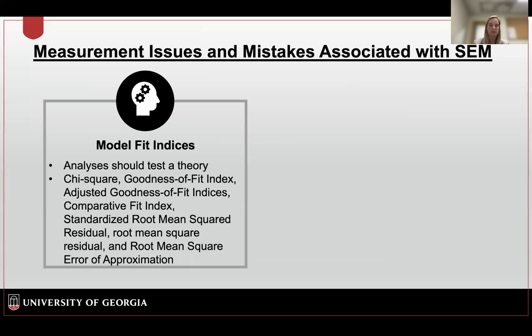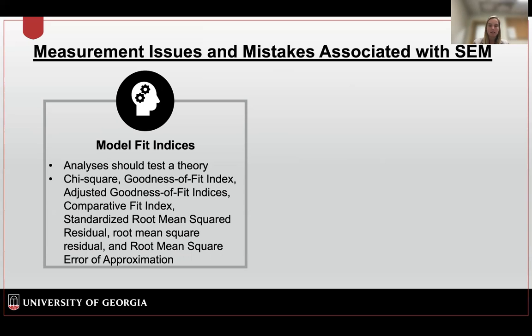So model fit indices. SEM analyses should test a theory rather than find a model that fits the data. Model fit can be maximized by introducing additional paths and error, but it may not make sense theoretically. In addition, there are numerous model fit indices that should be examined and considered when evaluating a hypothesized model, including chi-square, goodness of fit index, adjusted goodness of fit indices, comparative fit index, standardized root mean squared residual, root mean square residual, and the root mean square error of approximation.